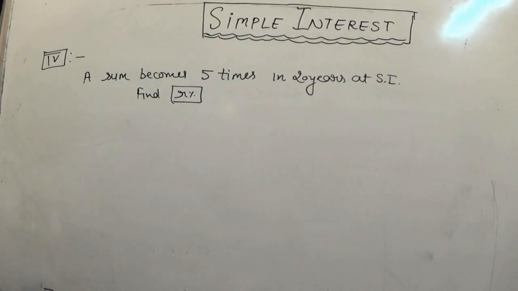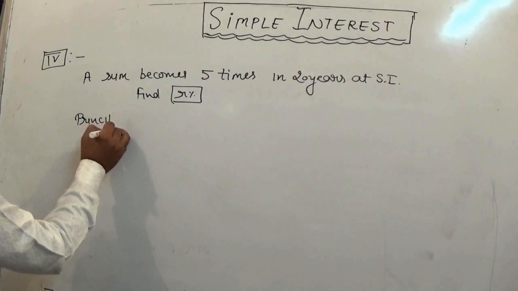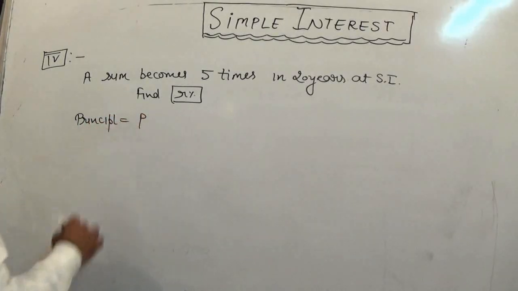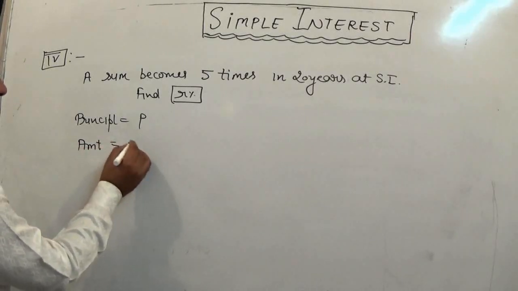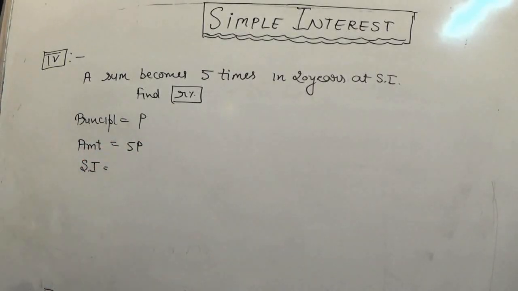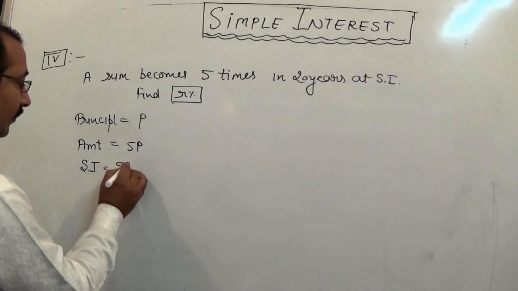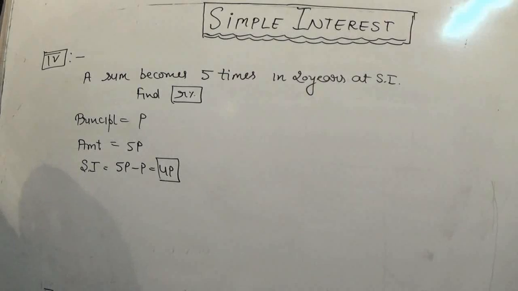So first I will start with the conceptual method, then we will make a shortcut formula for this. Suppose the principal is equal to P. It becomes 5 times, which means the amount becomes 5P. And what is the simple interest? The difference between the amount and the principal. So 5P minus P is equal to 4P. That is the simple interest. Now the time is 20 years, and I have to find the rate of interest.